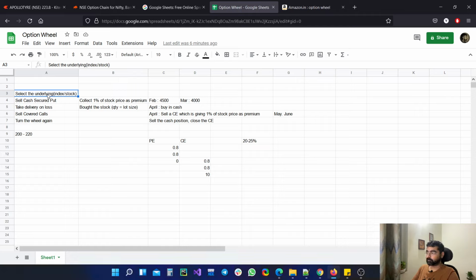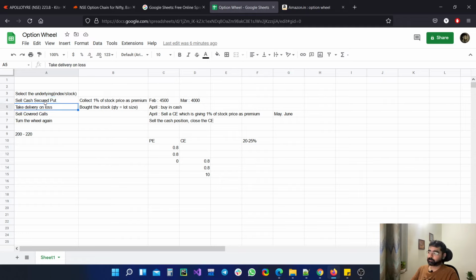Now the second step is selling a cash secured put, which I explained: you should sell a put and wait for the stock to come down to the put price, and when it comes down, you buy the stock. Either you buy the stock in cash or you try to buy the stock in futures. Once you have taken delivery on the loss of the put, once you own the shares or you have the futures, you start selling covered calls.